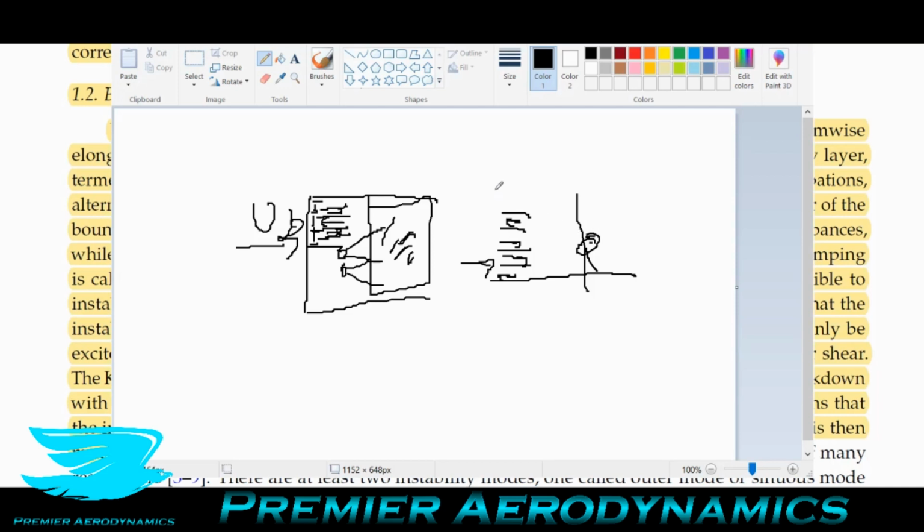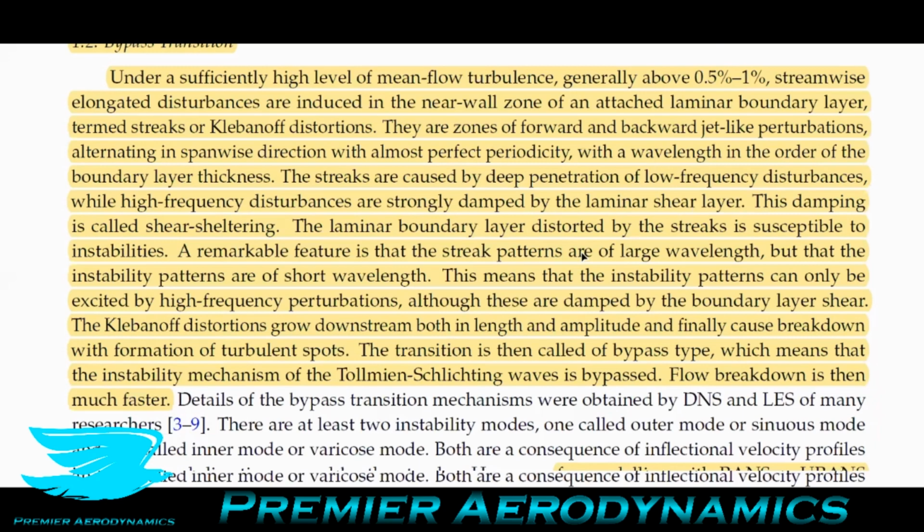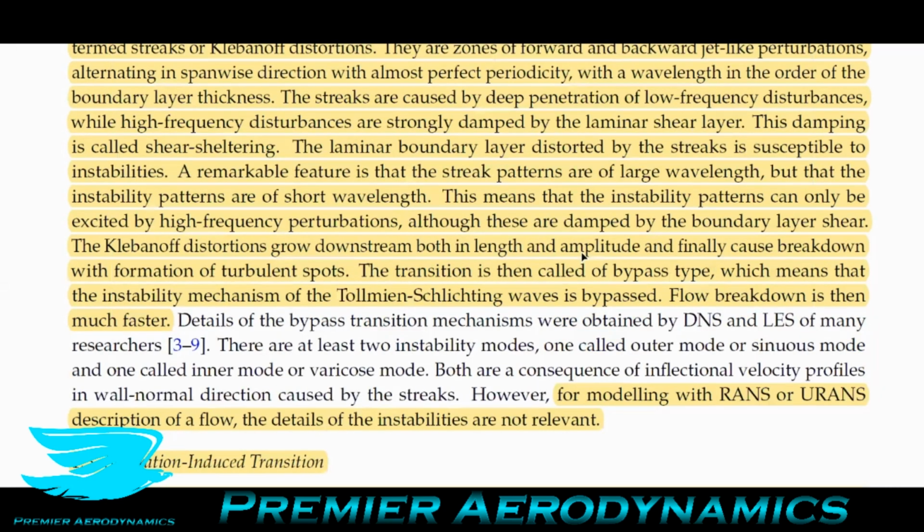But if we look before that in this Klebanoff situation, the mechanism that's causing these turbulent spots is very different to the Tollmien-Schlichting method. The Tollmien-Schlichting waves are not there. So that's the difference there. Even though the end result looks very similar, the cause of that end result is different.